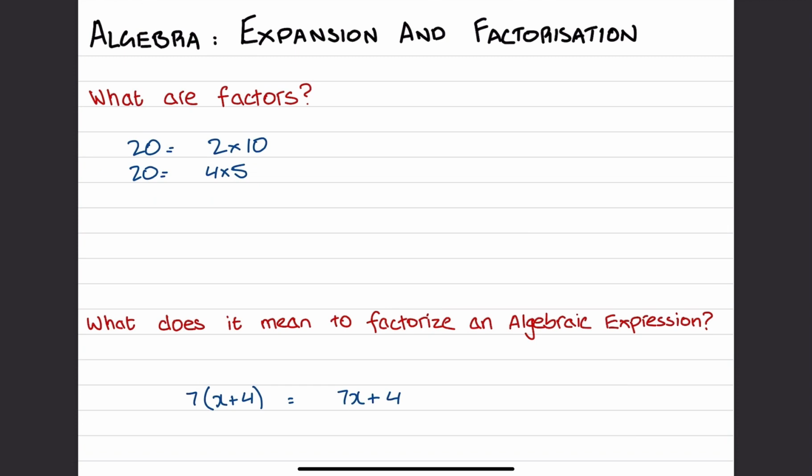Let's take 18. 3 times 6 gives us 18, so that makes 3 and 6 both factors of 18. And 18 can also be written as 2 multiplied by 9, so that makes 2 and 9 both factors of 18. It is important to note that some numbers may not have any factors other than themselves and 1. These are known as prime numbers, which can only be divided by themselves and 1. Examples of this include 2, 3, 7, 11, 13, 17, and the list goes on.